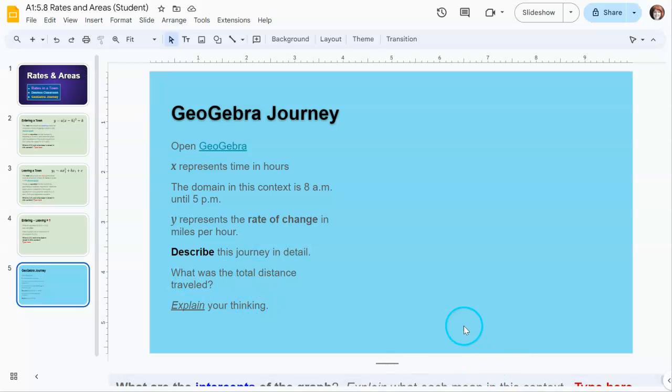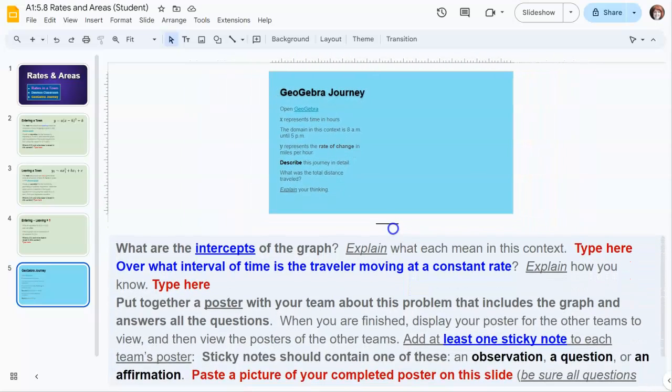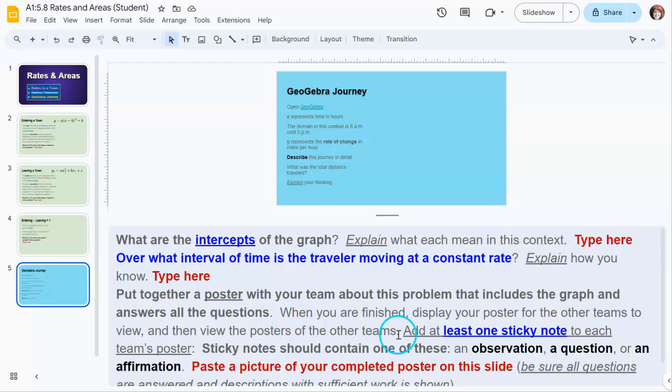And then the last thing they're going to do here is give the total distance traveled and explain their thinking. So they will need to include some work that they're doing to show how they found that. Now, when they put their team poster together, what I did is I would give kids giant poster grid paper and lots of colored markers, and this is a very lengthy task. I would say at least an hour, probably more than an hour, even 90 minutes. So I'm putting 2 to 3 days for this assignment for that reason.